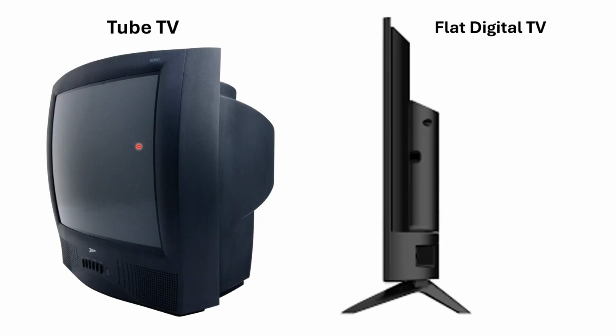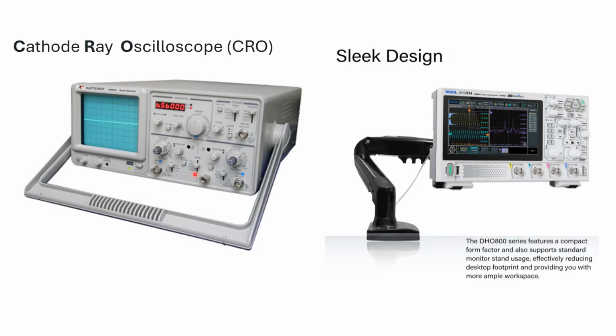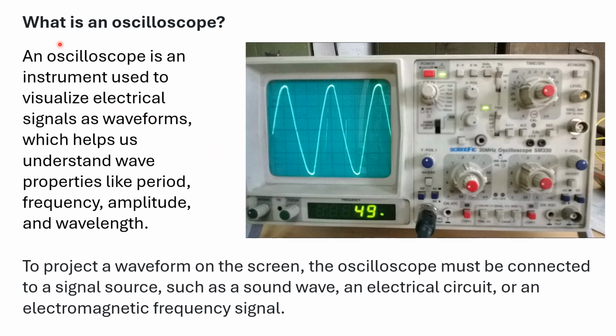Today, tube TVs have been replaced by flat digital screens. And the CRO oscilloscope has also become slim and digital. An oscilloscope is an instrument used to visualize electrical signals as waveforms, which helps us understand waves' properties like period, frequency, amplitude, and wavelength. To project a waveform on the screen, the oscilloscope must be connected to a signal source, such as a sound wave, an electrical circuit, or an electromagnetic frequency signal.